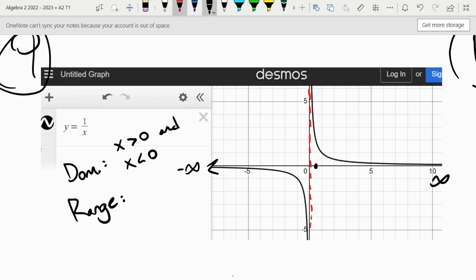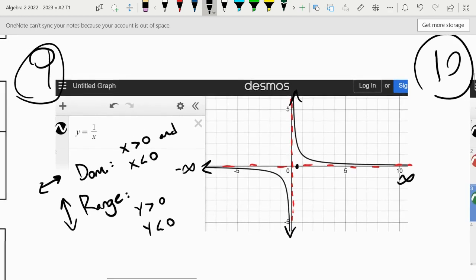The range is very similar. It continues from negative infinity down here all the way to positive infinity with a gap at 0. And since we're talking about the range, it's going to be essentially the same thing, except this time we're going to use the letter y. Y is greater than 0 and y is less than 0 for the range, and that's up and down. Just as long as you consider domain left and right and range up and down, you shouldn't be having any struggles, especially if this is a multiple choice question on the test.